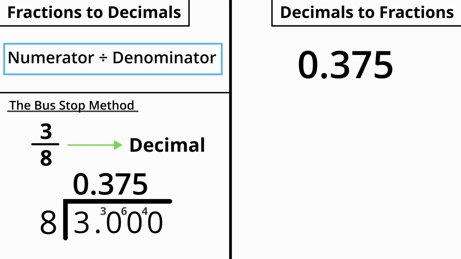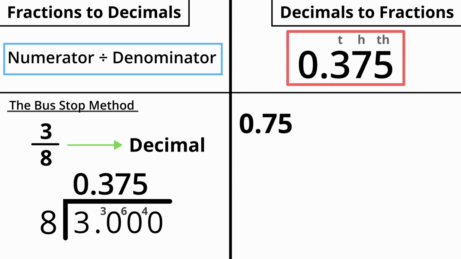To convert from a decimal into a fraction, we need to remember that the first number after the decimal point represents the number of tenths, the second number represents the number of hundredths, the third number represents the number of thousandths, and so on. The decimal 0.75 is equal to 75 hundredths, which can also be written as 75 over 100. You can then simplify this to get the fraction 3/4.